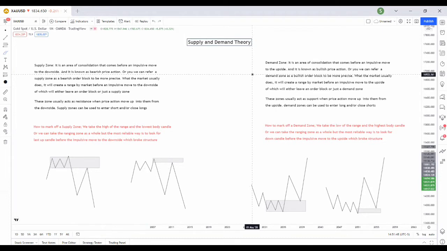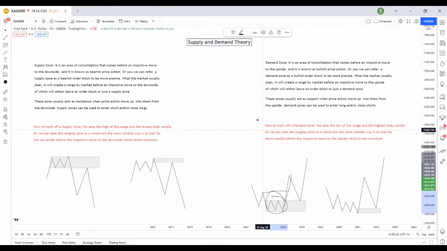At a demand zone, we do the opposite of what we do on the supply. It is an area of consolidation that comes before an impulsive move to the upside, and it is known as bullish price action. This consolidation area comes before the move to the upside, which breaks structure. So we can mark off this whole area as our demand, or we take the last down candle before that strong push to the upside. I'm going to show you an example.